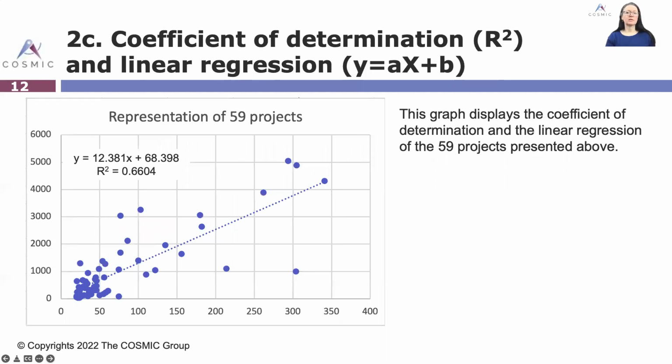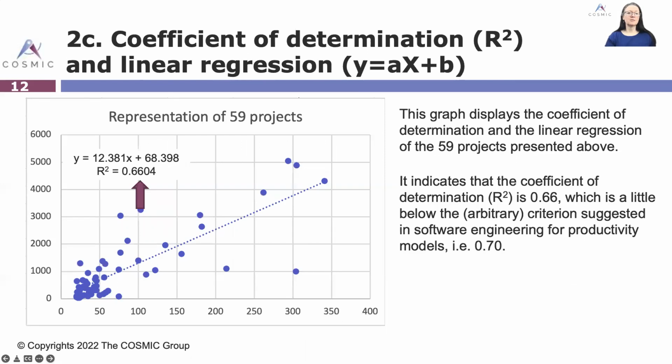This graph displays the coefficient of determination here and the linear regression of the 59 projects presented above. Now, it indicates that the coefficient of determination is 0.66, which is a little below the arbitrary criterion suggested in software engineering for a productivity model, which would be 0.70.